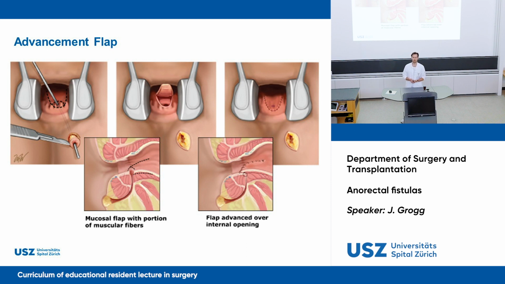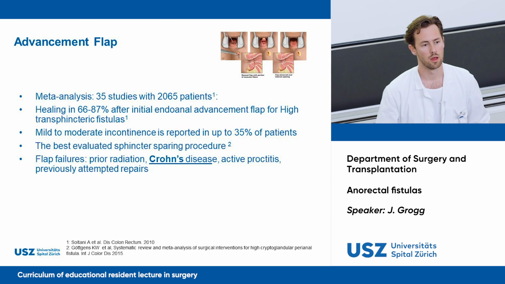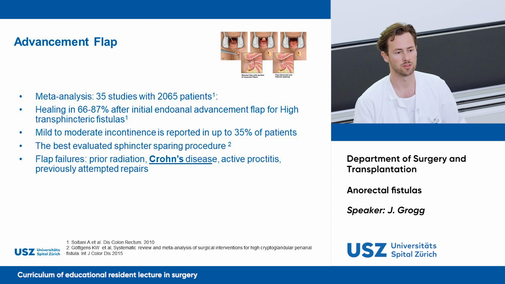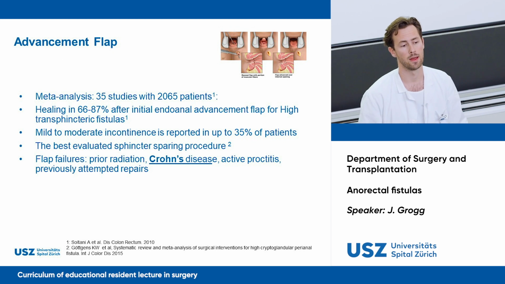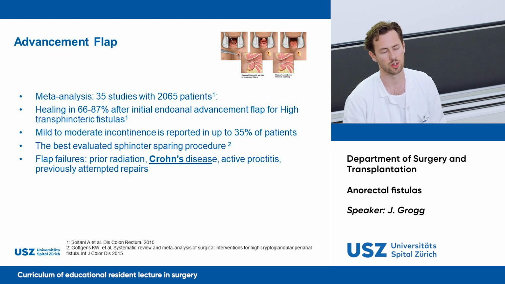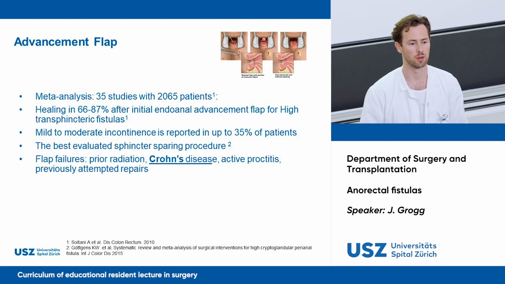Then it's closed mostly with sutures, and then a mucosal flap with healthy mucosa, submucosa, and usually with some muscle fibers of the internal sphincter is mobilized, and then by that this inner opening is closed. There's a big meta-analysis with over 2,000 patients treated with advancement flaps, reporting healing rates between 60 and 87%. Also, the study shows mild to moderate incontinence rates in these patients with up to 35%. And another meta-analysis published in 2015 also states that so far, comparing the sphincter-sparing procedures, the advancement flap is the best evaluated procedure with most randomized controlled trials on the topic.